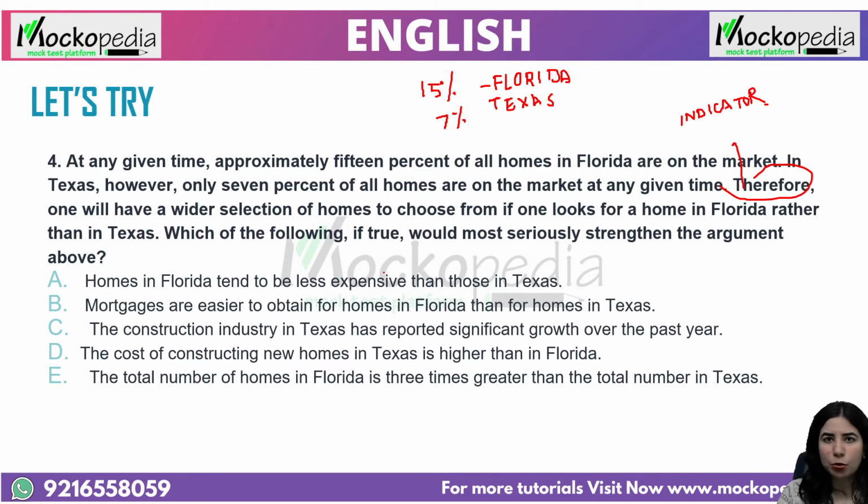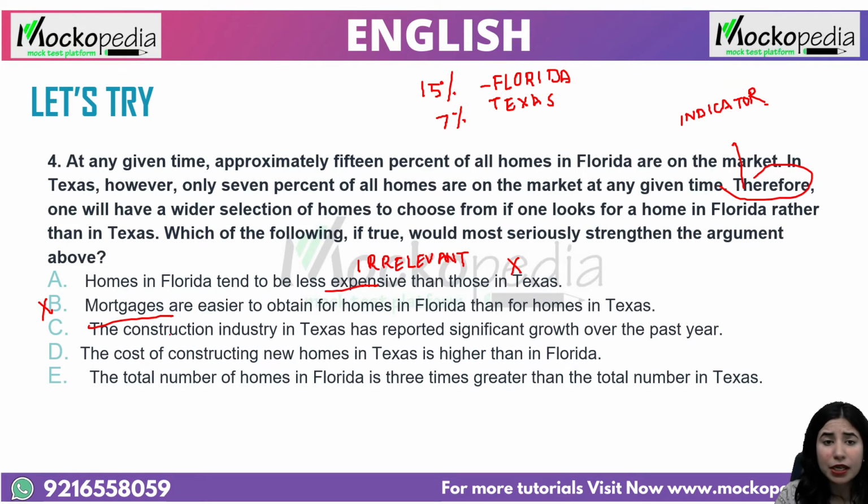So are we talking about the cost? No. So cost is irrelevant, right? This is irrelevant to the context. So we can eliminate this answer choice, right? Coming to the second one, mortgages are easier to obtain for homes in Florida than for homes in Texas. Again, like the cost, it is irrelevant. Now, what is the status of mortgages? Again, that's irrelevant. So we can eliminate B also.